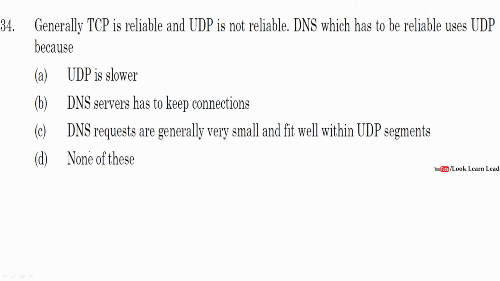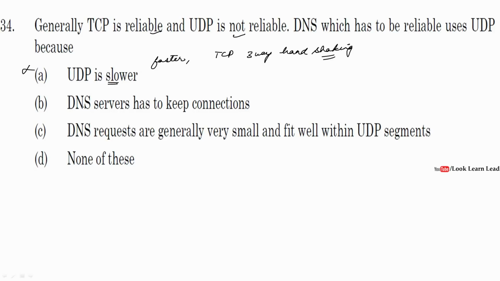Next. Generally TCP is reliable and UDP is not reliable. Yes, it is true. DNS, which has to be reliable, uses UDP because UDP is faster than TCP. It is not slower. UDP is faster because TCP uses 3-way handshaking, but there is no handshaking and no connection establishment in UDP. So UDP is faster. The first option is false.